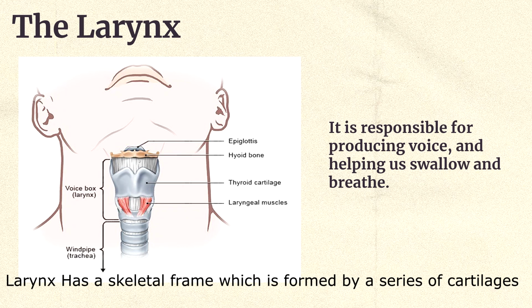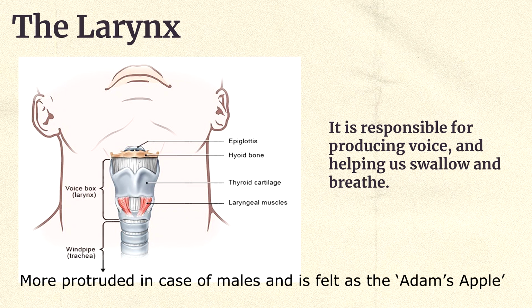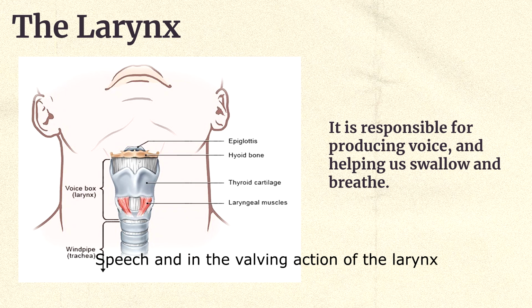The larynx has a skeletal frame which is formed by a series of cartilages and is connected to the lungs by the trachea. It is more prominent in men and is felt as the Adam's apple. Cartilages inside the larynx move with respect to each other in such a way that they help in producing speech and the vibrating actions of the larynx.